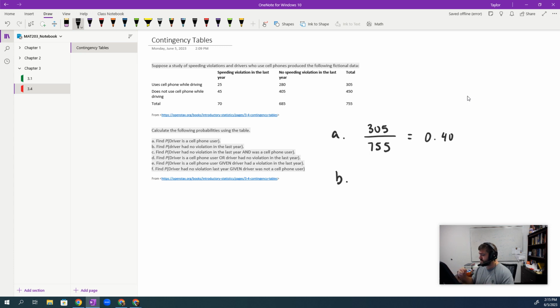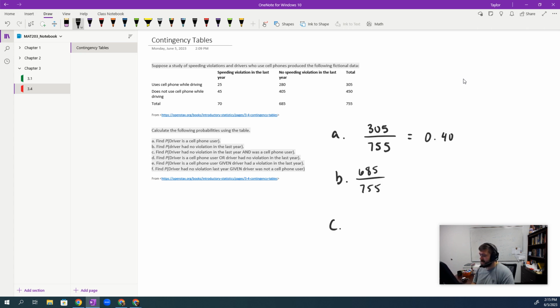B, find P, driver had no violation in the last year. Okay, where's the total for no violation? This is the column for no violation, whether they use a cell phone or not. This is if they do use a cell phone. This is if they don't use a cell phone. But we want all of those, right? It's just no violation. So that's 685 is the total that didn't have a violation. So we have 685 out of 755. I'm not going to convert that to a decimal. You're free to do so if you want to see.